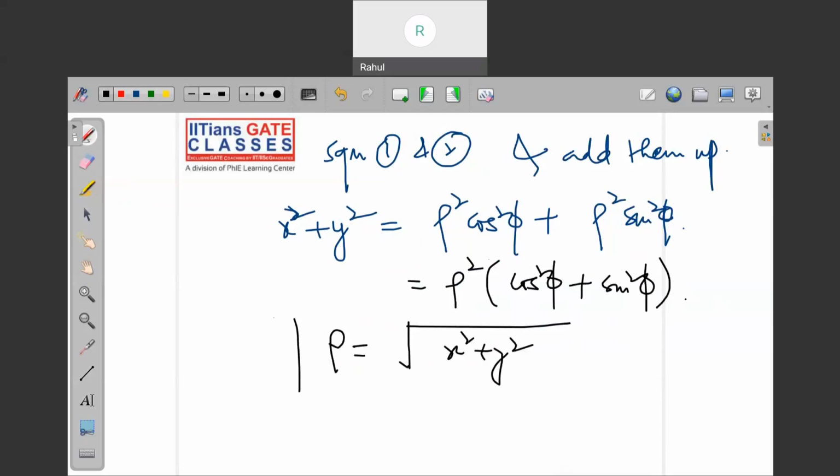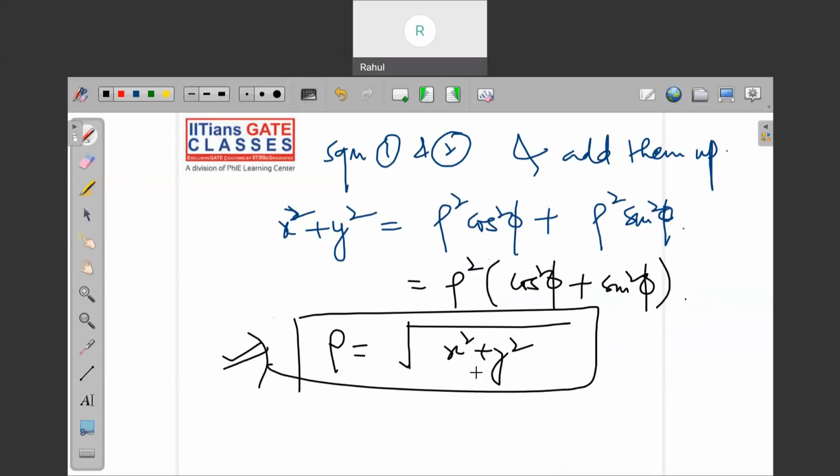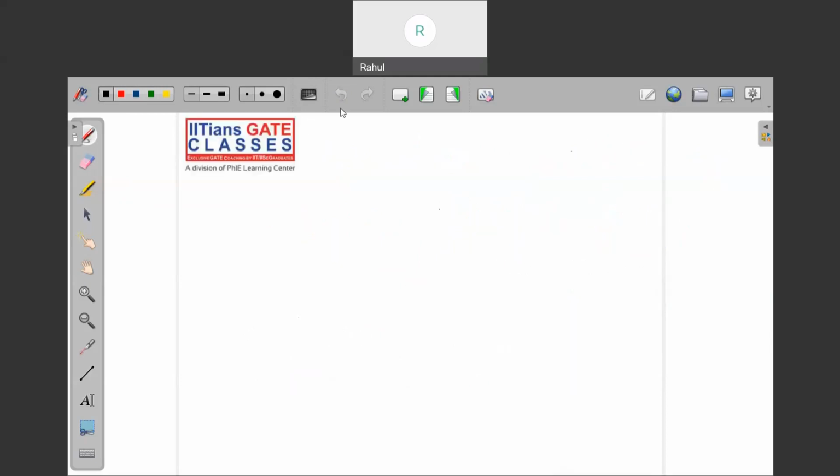So you can directly tell the relation between rho. So x, y is given, so you have to find rho, right? So this is just a simple relation, and phi you can directly relate.